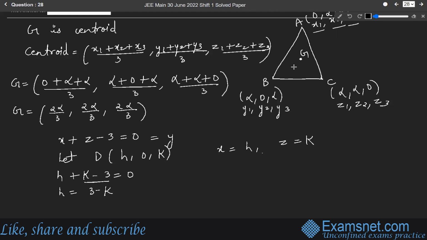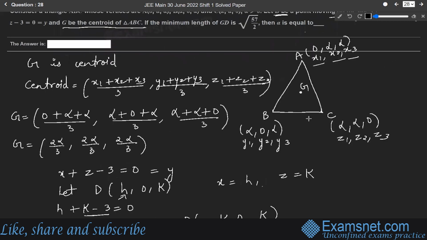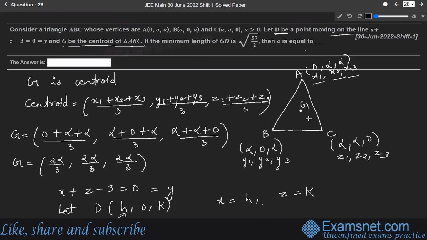All right. Now substitute this value here. So the coordinates of D will be h. What is h? 3 minus k. Next coordinate is 0 and next coordinate is k. So these are the coordinates of D, right? Now let us find GD. Okay. What is GD? GD is the distance from G to point D, because minimum length of GD is given, which is under root of 57 upon 2. That is why we are calculating GD.